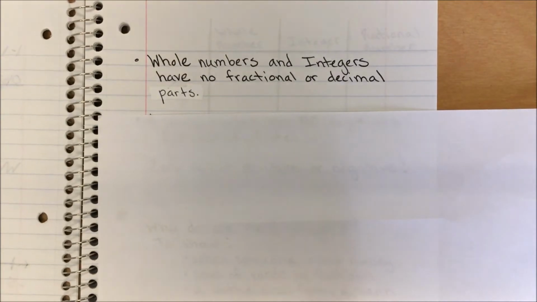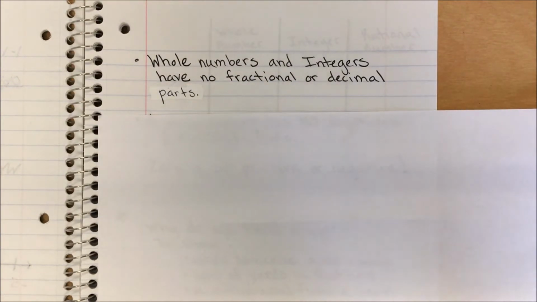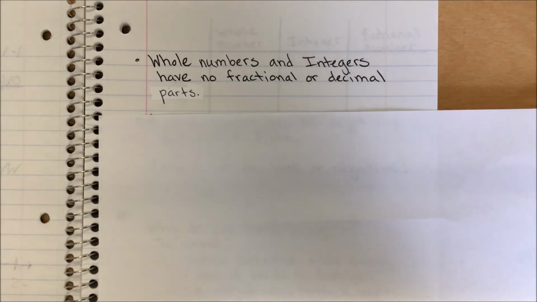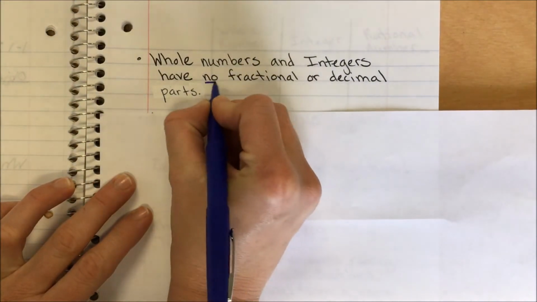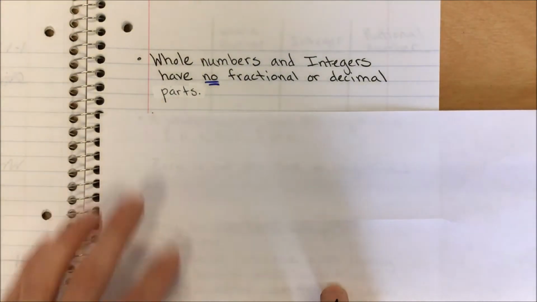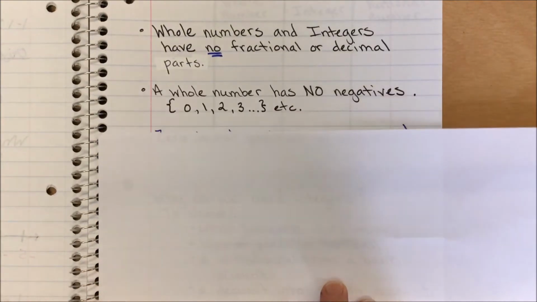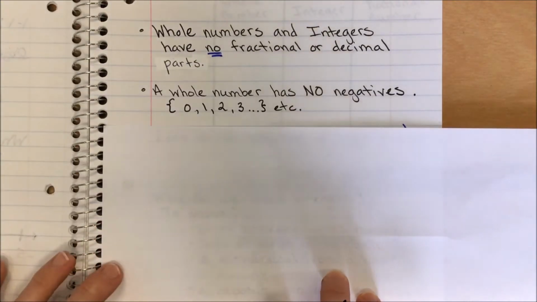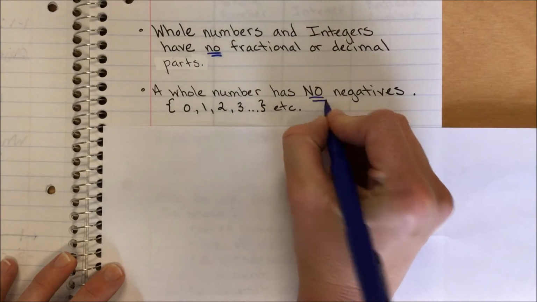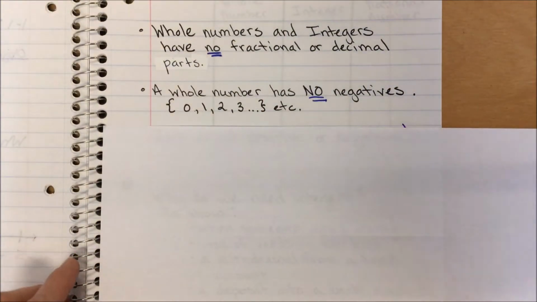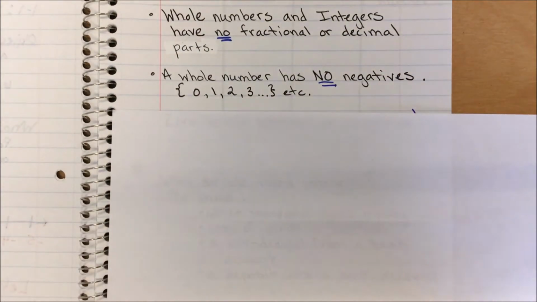Okay, well, what do we know about whole numbers and integers? Well, whole numbers and integers have no fractional or decimal parts. Okay, no fractions or decimals. Okay. A whole number has no negatives. Okay, so only an integer can include negative and positive numbers.